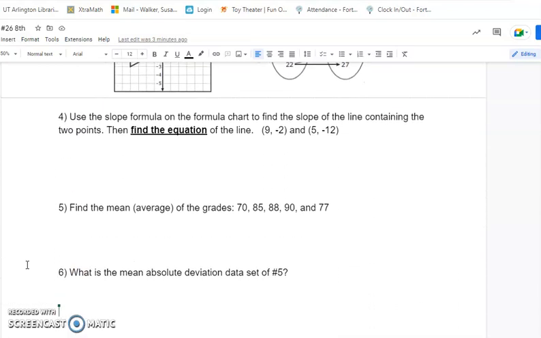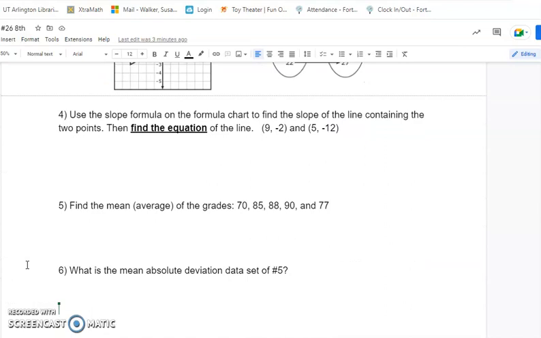Number 4. We have a short practice sheet this week because of testing. Use the slope formula on the formula chart to find the slope of the line containing the 2 points. Then find the equation. Okay, so I'm going to say this is 1, this is 2. M equals y2 minus y1 over x2 minus x1.